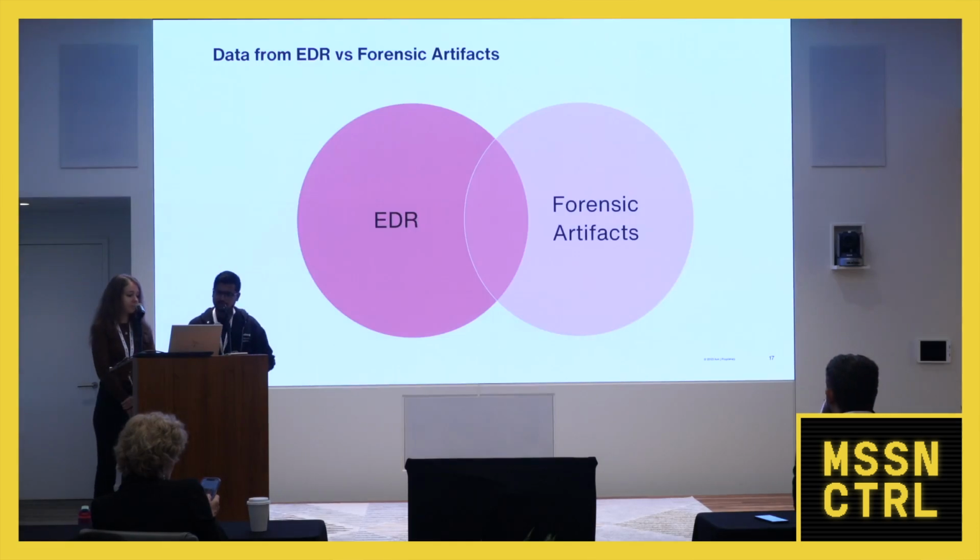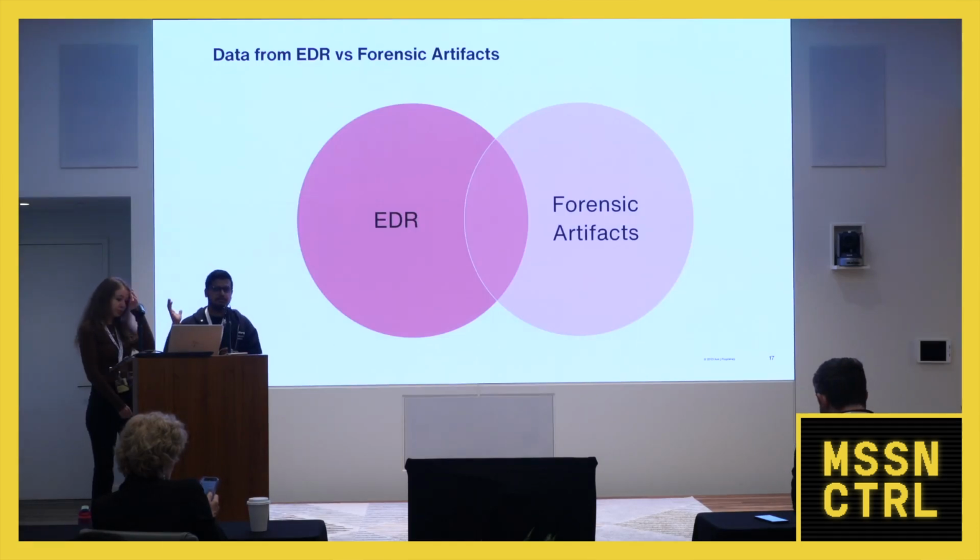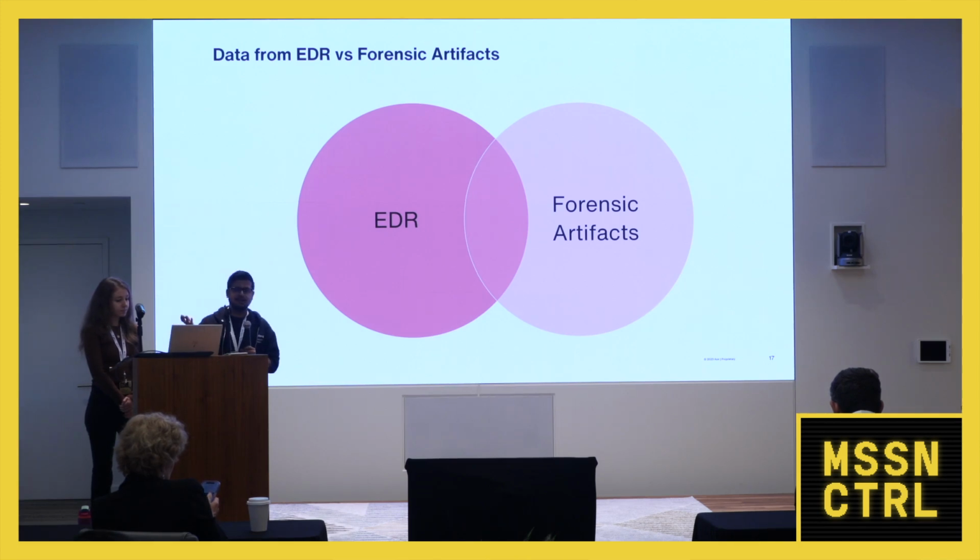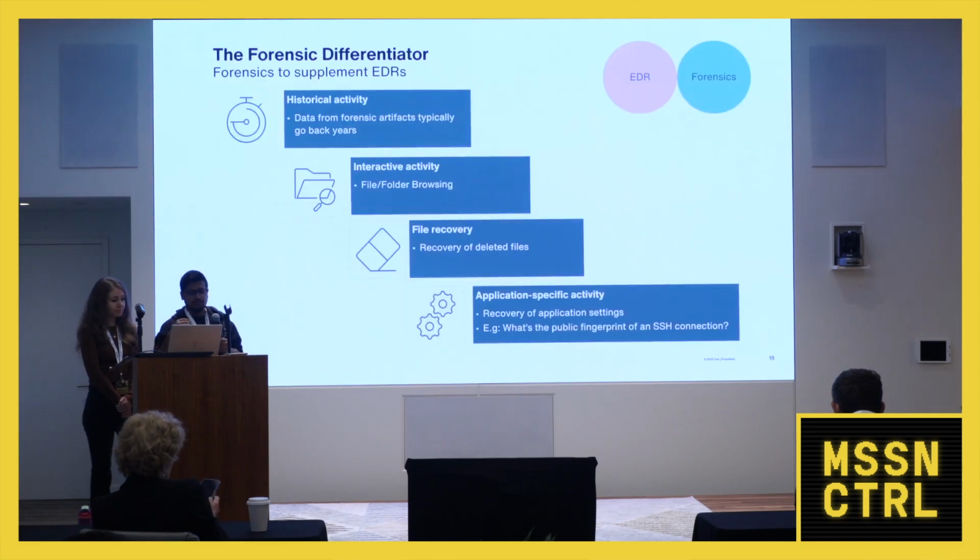Yeah, thanks, Carly. So let's say you take the types of data that EDR collects and the types of data that forensic artifacts collect, and put them into a Venn diagram. You'll see that there is an intersection where both EDR and forensic artifacts can pull similar types of data. And you can use that data to fill those gaps, as Carly mentioned, or you can use that to cross-validate the findings in your investigation.